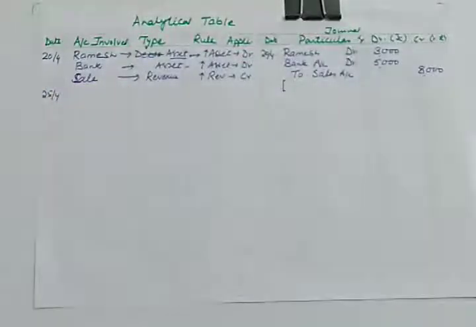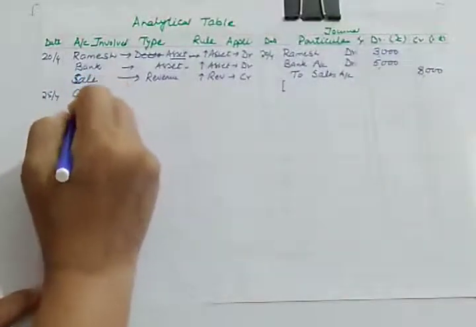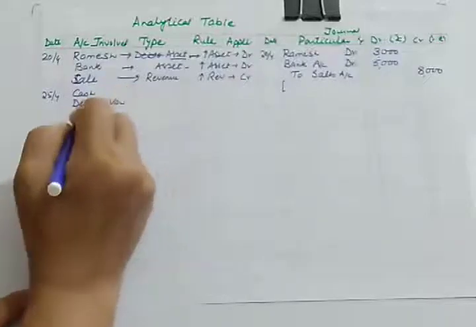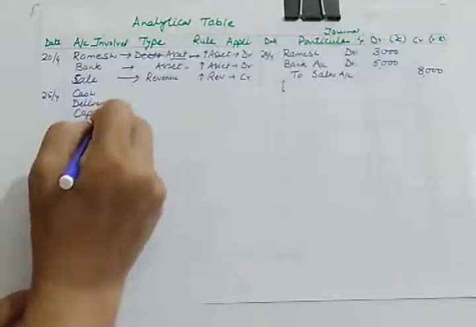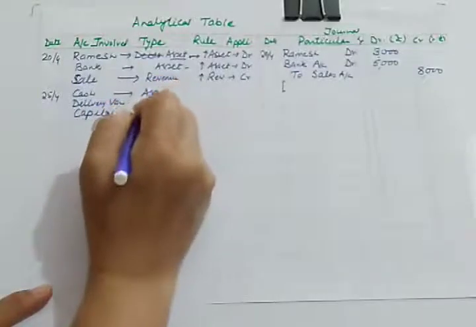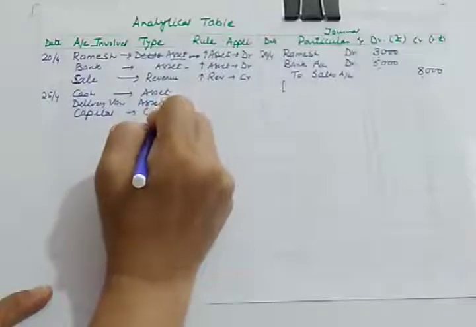Let us see the transaction. Additional capital introduced, cash and delivery van, rupees 50,000. So here the accounts involved are cash and delivery van, and these things are introduced by the owner. So capital, cash is your asset, and this is your capital.